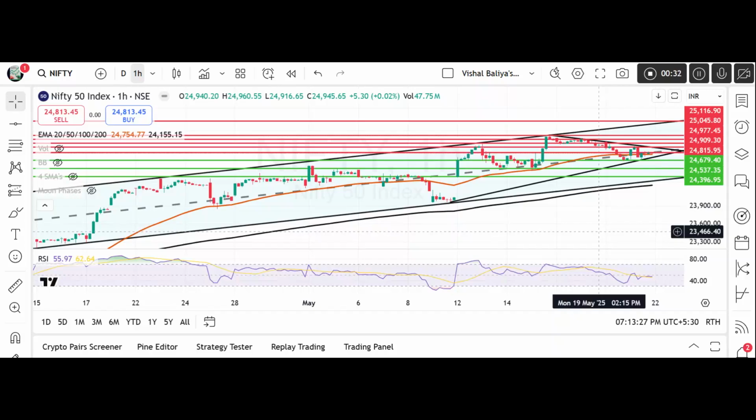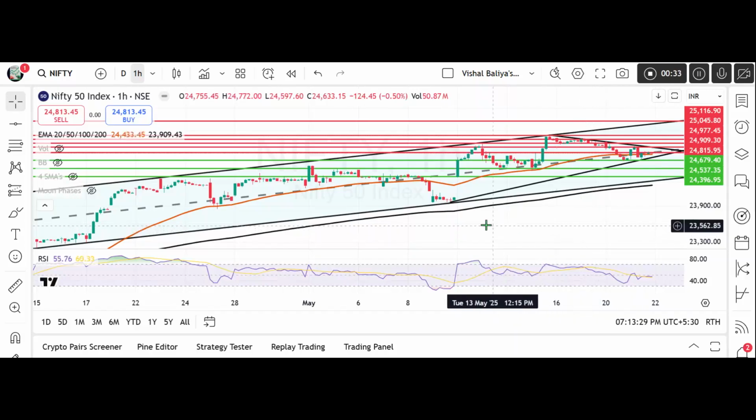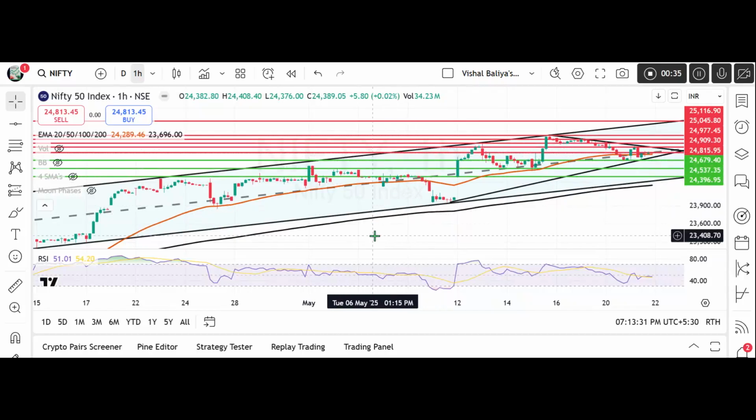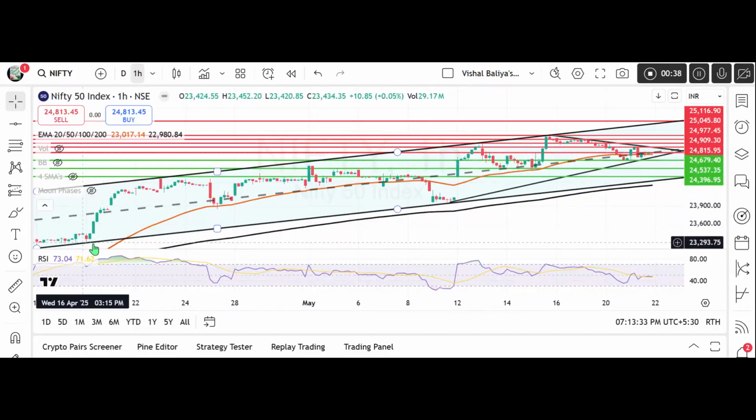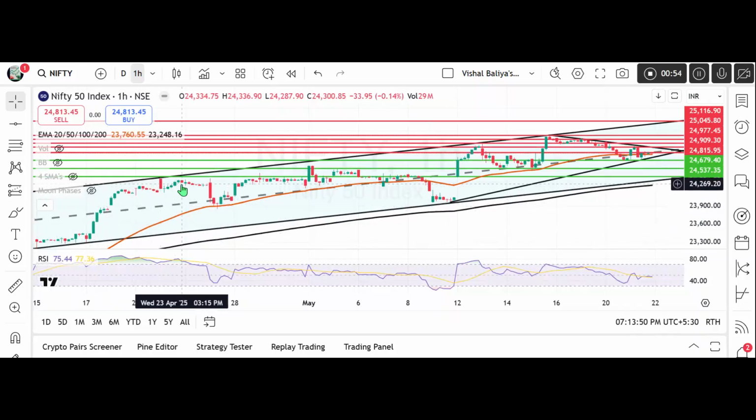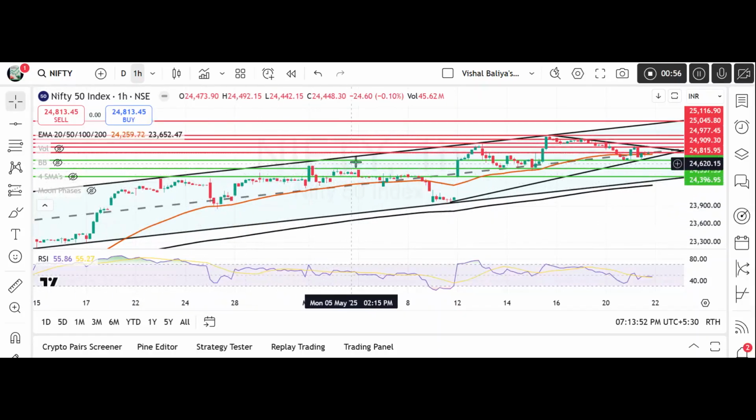So as you can see here, we have drawn a parallel channel on the Nifty hourly chart. When we say it is an hourly chart, the candle represents the price movement of 1 hour. Now here we are starting from April 15th. How is the Nifty moving in this particular channel since April 15th? You can see that, right?